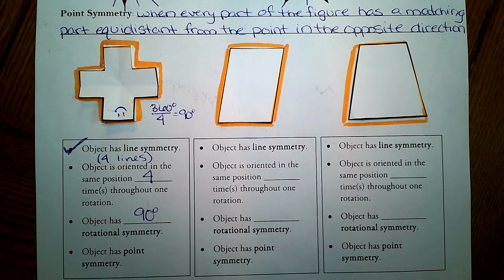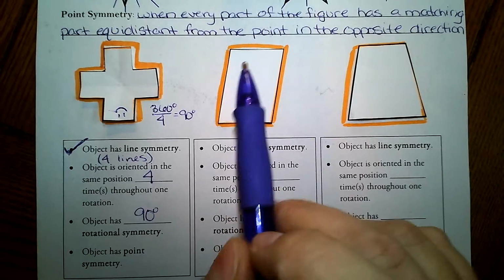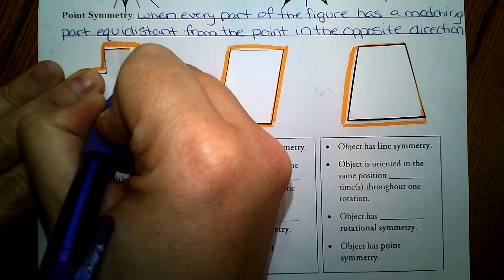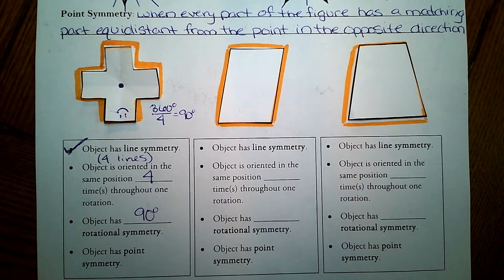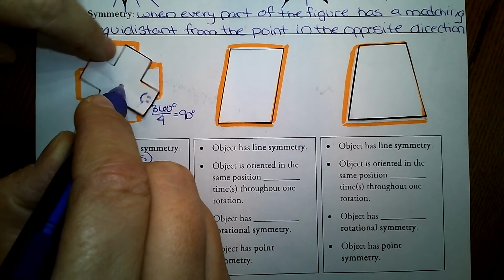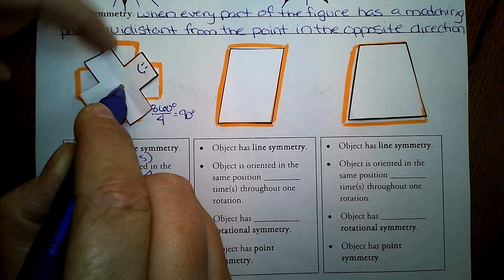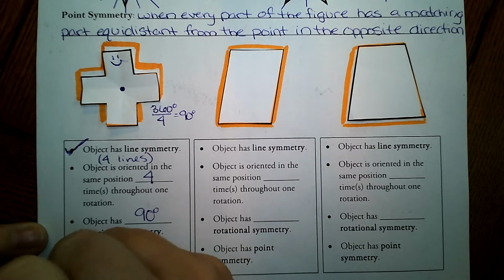Now, to answer the question about point symmetry, we want to think about when every part of the figure has a matching part equidistant from the point. Well, here is our point of symmetry. This is where we're rotating it from, where all those lines of symmetry met up together. And it doesn't matter how you spin this, every part has an equal placement around the point of symmetry. So this does have point symmetry.